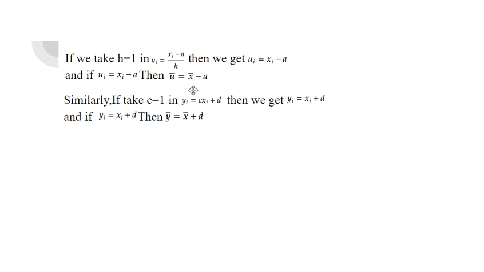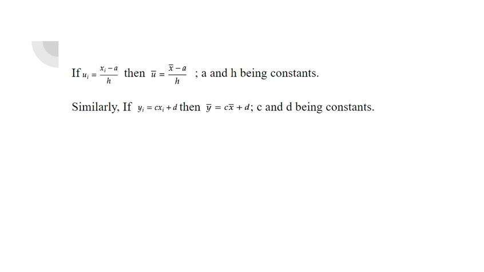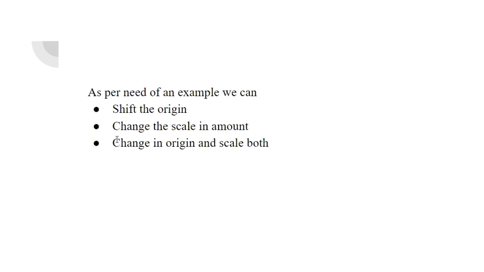In the earlier case we shifted the origin only, because we did only addition and subtraction, and in the general case we did subtraction and division, multiplication and addition. It means we have changed the origin and scale both. So when to shift the origin, change the scale or change both? As per the need of an example, we can shift the origin, change the scale, or change the origin and scale both.